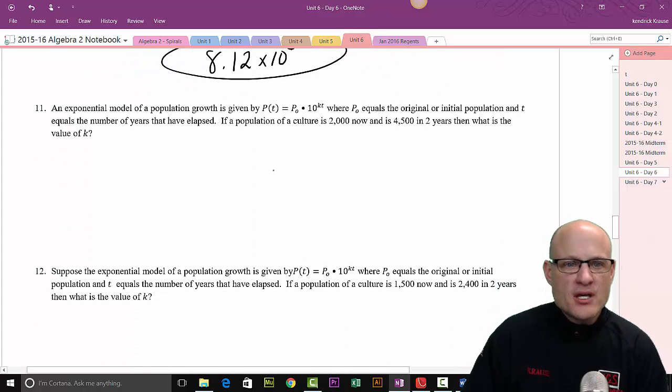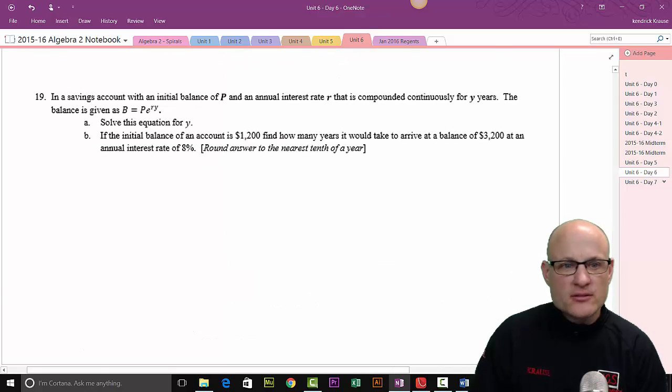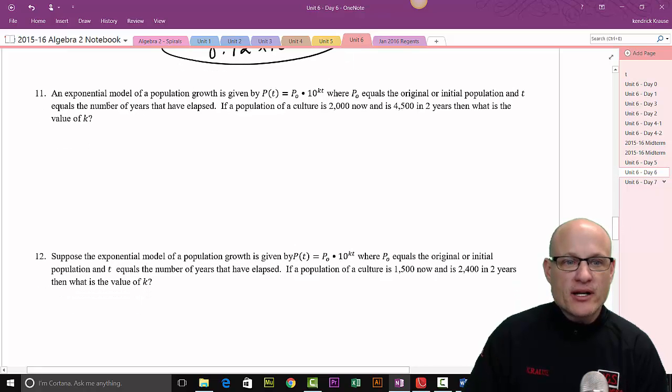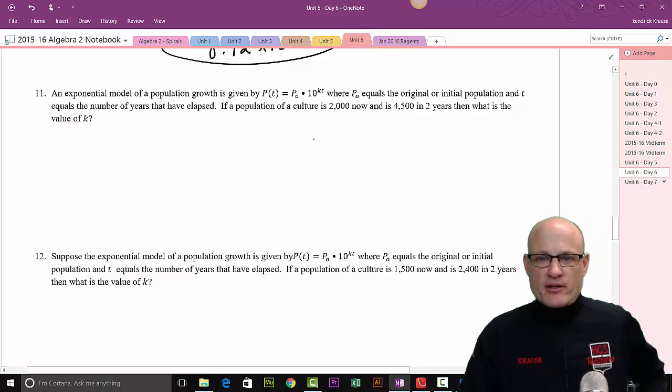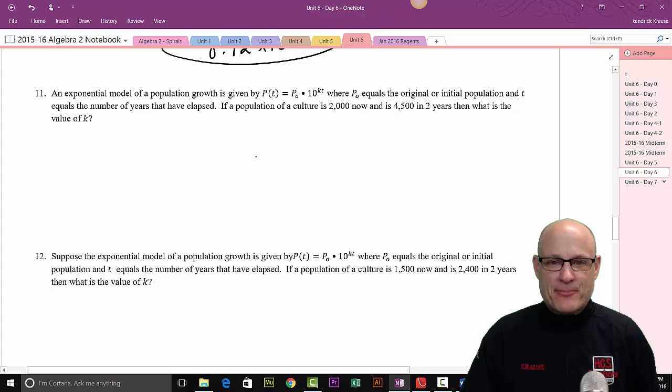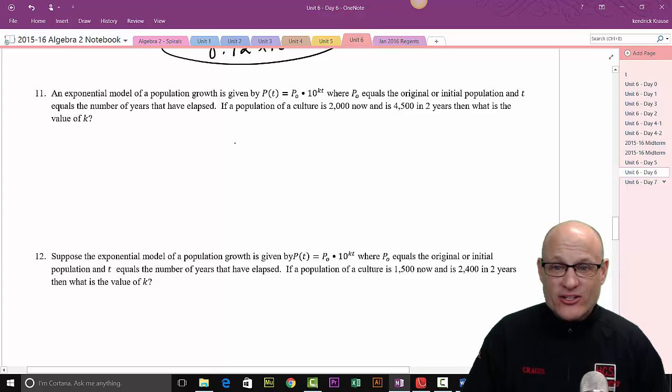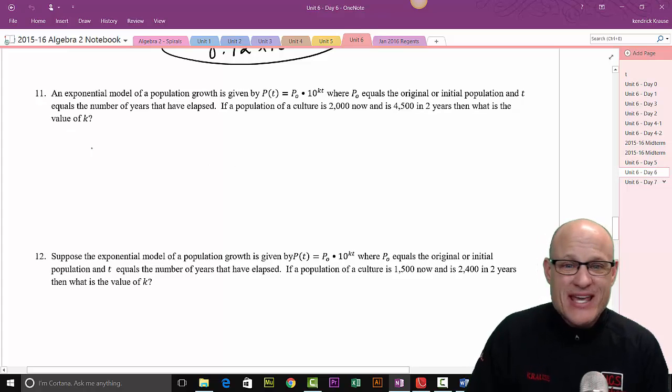Okay, good. An exponential model. How many of these do we have? 19. Oh my gosh. An exponential model of growth is represented by that, where P0 equals the amount of the original population, and T is the number of years time elapsed. The population of the culture is 2,000 now, and is 4,500 in 2 years. Then what is the value of K?